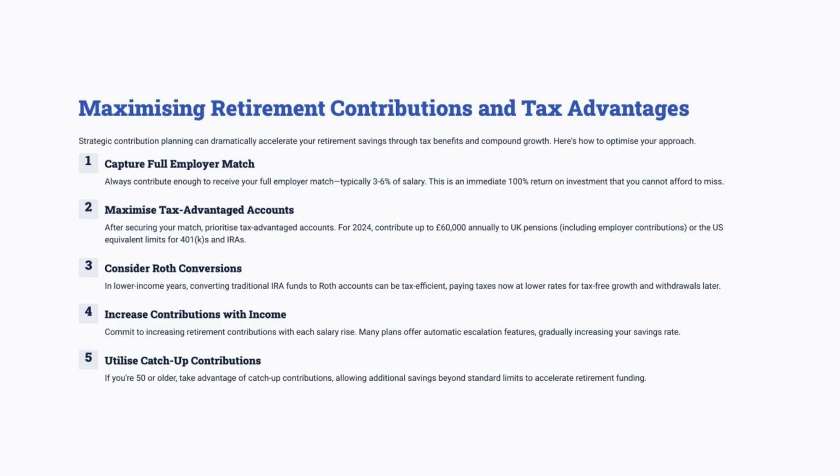Strategically plan contributions to maximize retirement savings. Capture your full employer match, typically 3 to 6% of salary, for an immediate 100% return. Prioritize tax-advantaged accounts contributing up to $60,000 annually. Consider Roth conversions in lower income years for tax-free growth. Increase contributions with salary rises and utilize catch-up contributions if over 50.